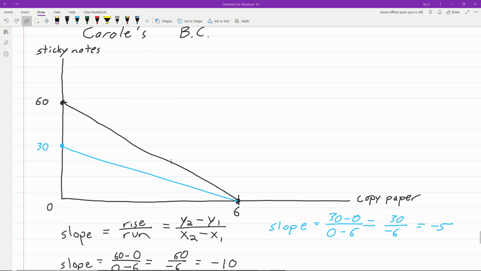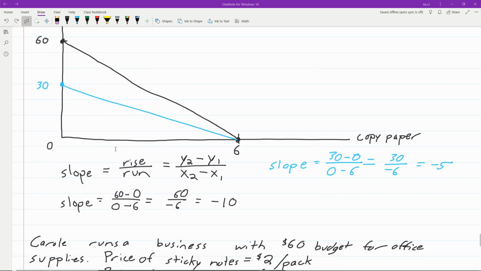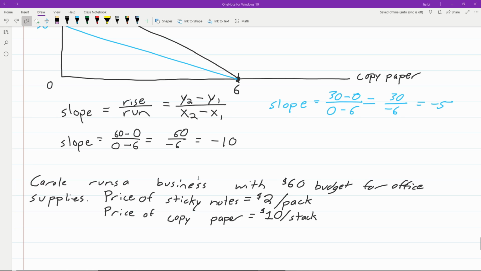So that's what happens when the price of sticky notes increases, is that the line pivots inward along the y-axis, right? But now let's see what happens to the budget line if instead of the price of sticky notes going up, what if it goes down? So here I have the same numbers from before, but I will just get rid of this bit right here where it says it's $2 per pack, and then I will change it to what if the price of sticky notes actually goes down from $1 per pack down to 50 cents per pack.